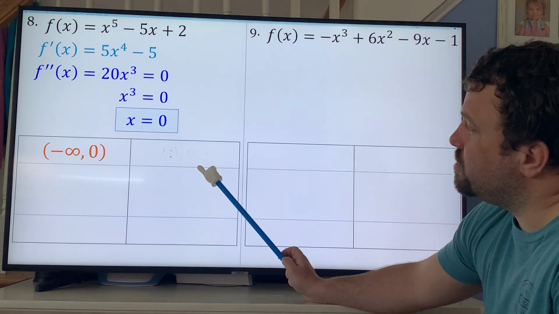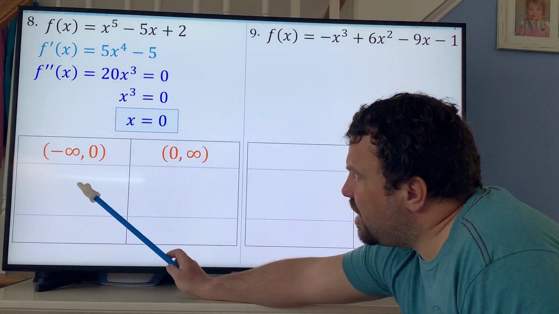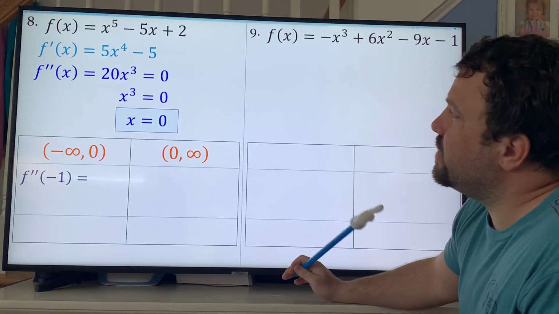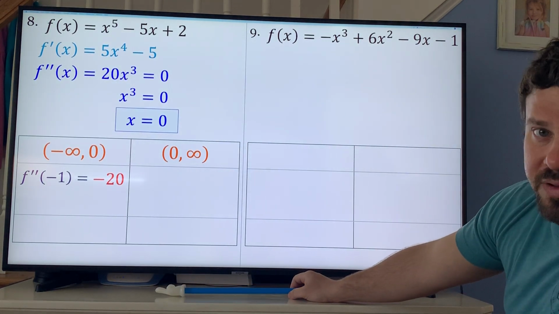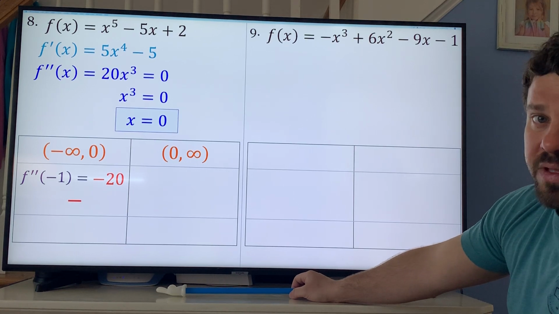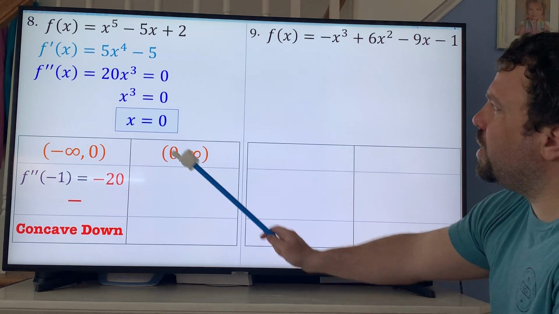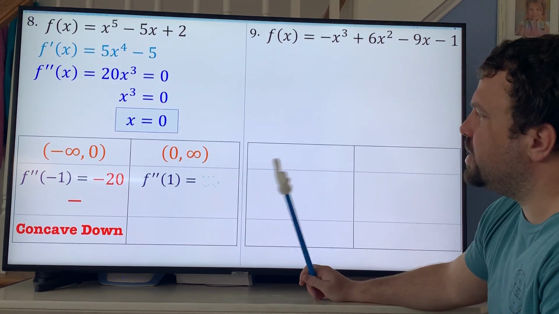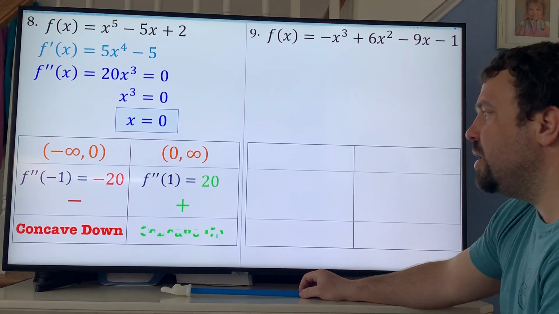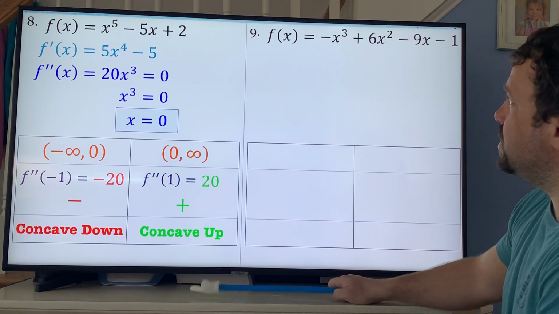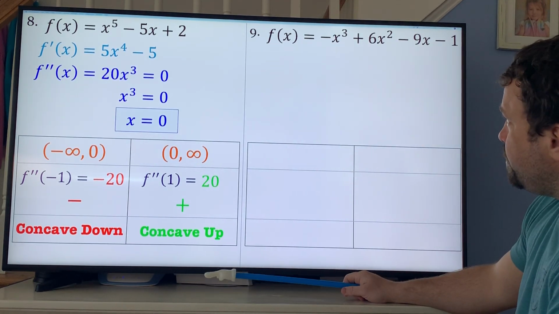Oh, where are my intervals? There they are. All right, negative 1 seems like a good number to pick. 20 times negative 1 to the 3rd power is 20 times negative 1, which is negative 20. Obviously, that's a negative number. Negative numbers are concave down. All right, let's pick 1. 20 times 1 is 20. 20 is a positive number. Positive numbers are concave up. Got it? Awesome.